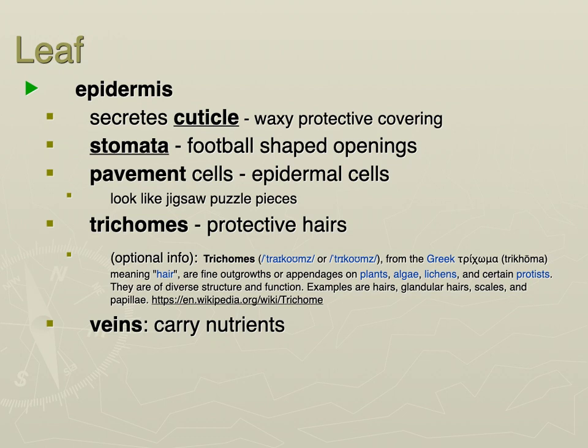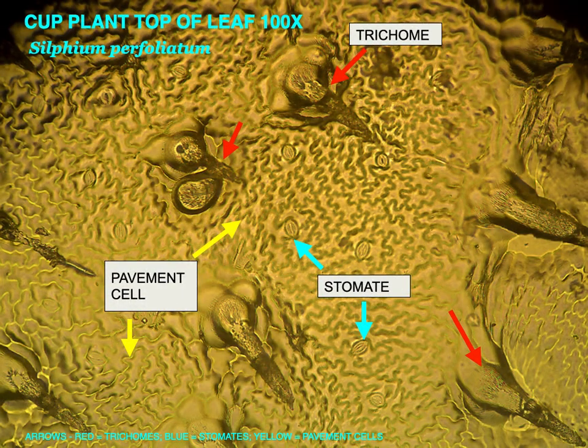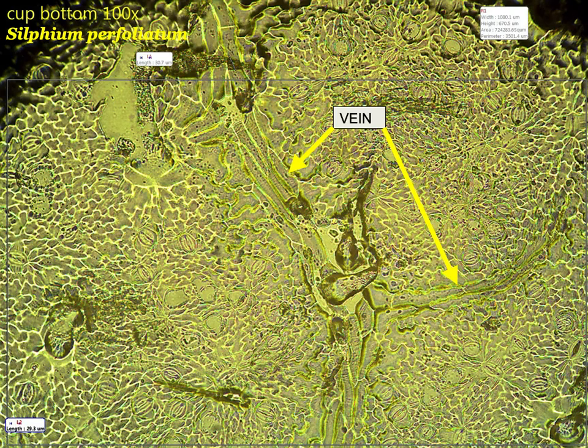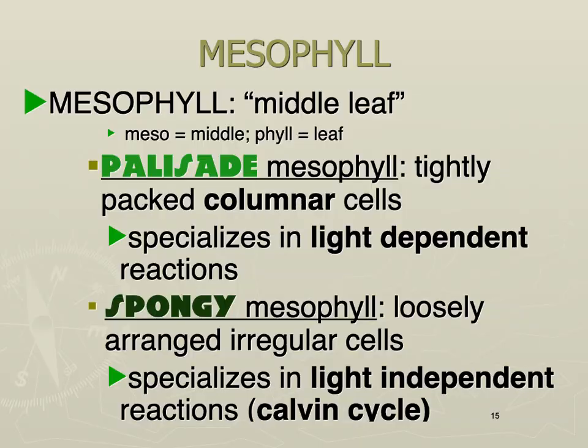Pavement cells are the epidermal cells that cover the top of the leaf, and they look like jigsaw puzzle pieces. And they have protective hairs called trichomes, which is the Greek word for hair. And they have various veins. Those veins carry nutrients. Here's a picture of one that we took in my AP Bio class a few years ago. You can see the trichomes pointed to by the red arrows, the stomata are the football shapes with the blue arrows, and the pavement cells, which are the jigsaw puzzle piece looking things. And here's another picture where you can see the vein running through the middle there.